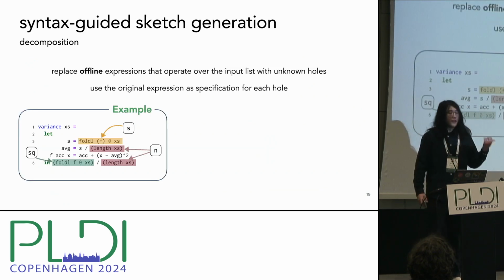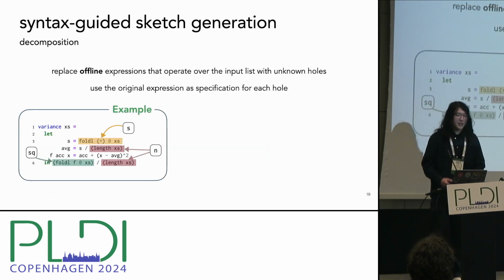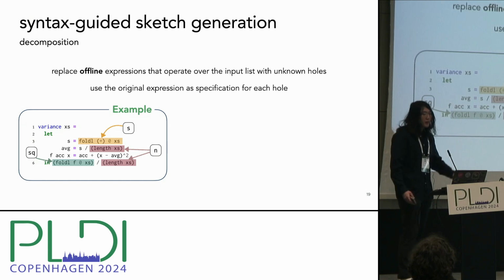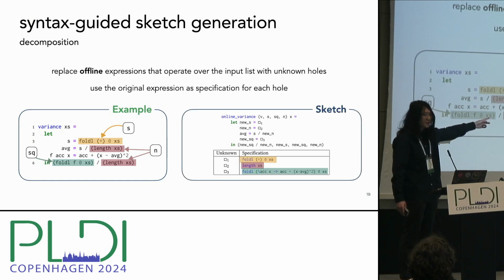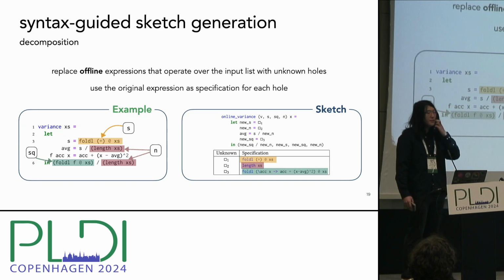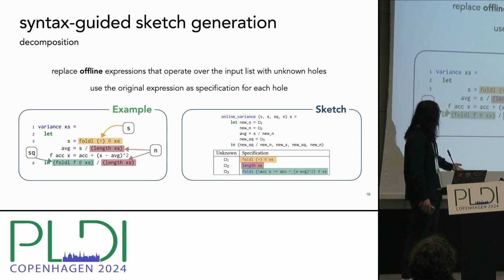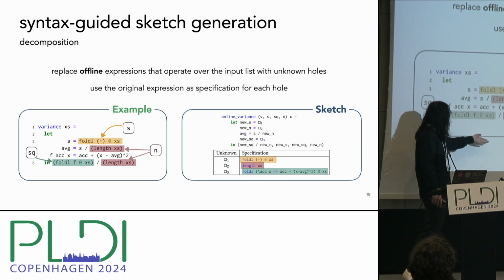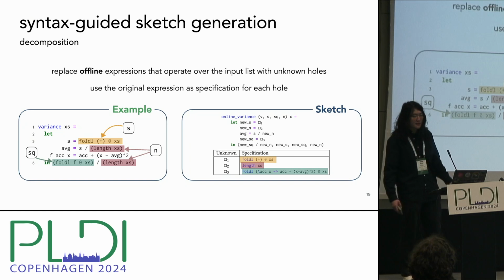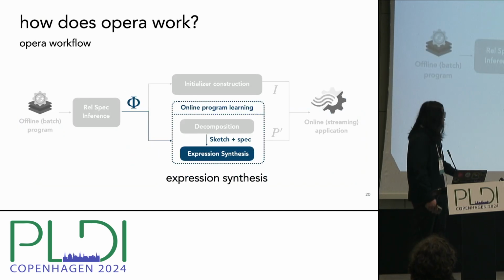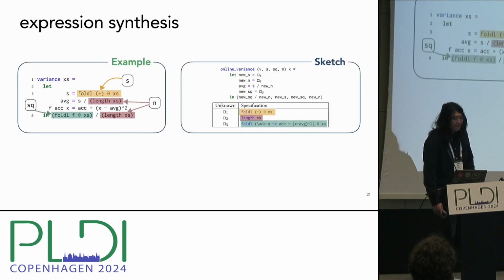Here's an example of sketch generation. In the same variance program, we just replace the offline expressions highlighted here with unknown holes, showing the sketch here. And then the original expression is used as the specification. Just to recap, the offline expression is really the expression that uses the input list xs.